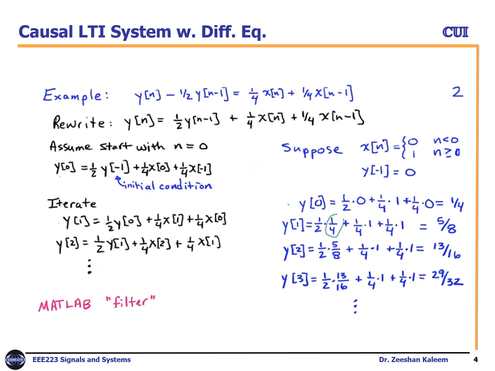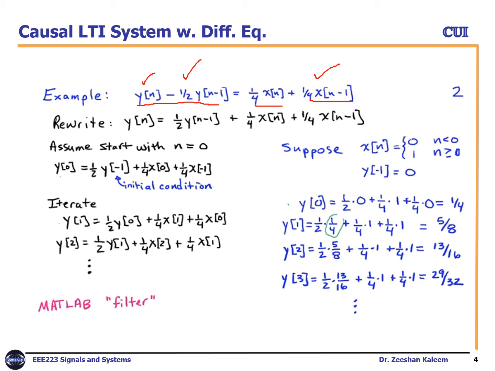Okay, let's take an example to look at how we can deal with an LTI system with difference equations. For example, we have a system that can be represented as y[n] minus 1/2 y[n minus 1] equals 1/4 x[n] plus 1/4 x[n minus 1]. These are the input side, this is the output side. These are the past outputs, and this is the current output, right?